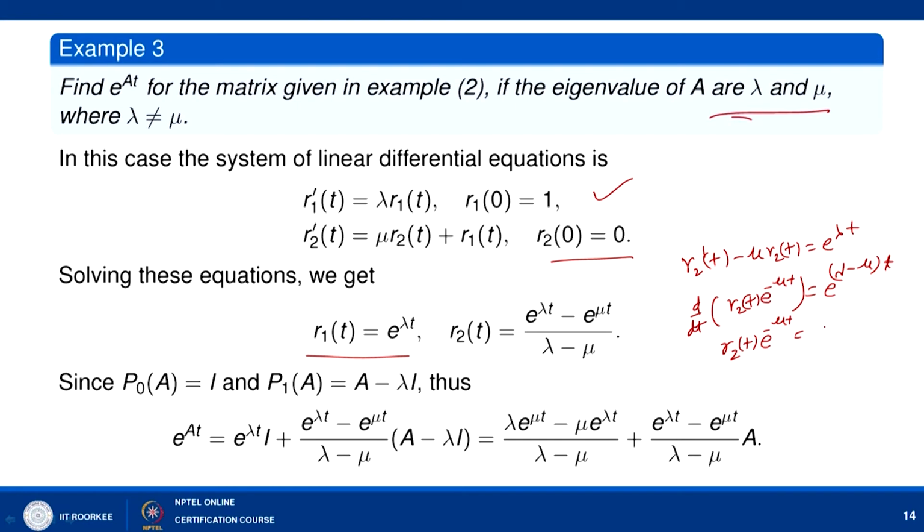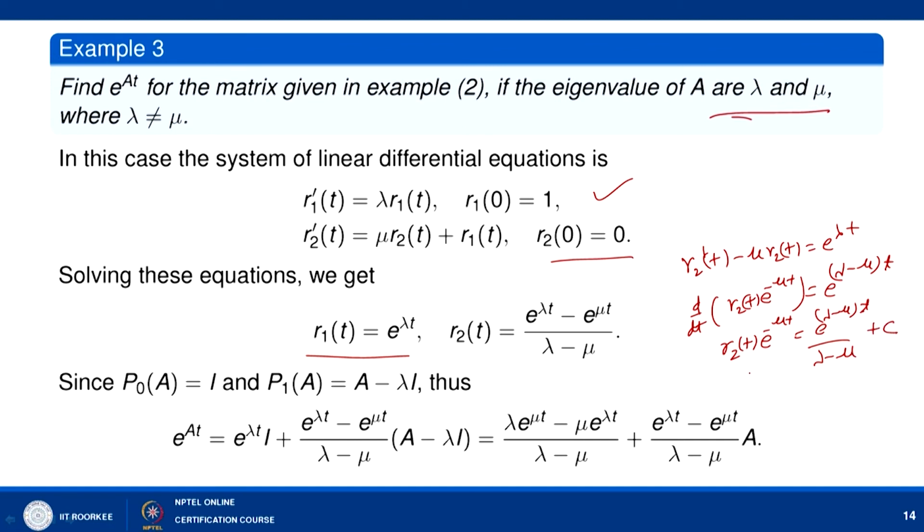So, as we have pointed out, r1(t) is nothing but e^(lambda t), and if you want to solve the second equation, then it is r2'(t) minus mu r2(t) equal to e^(lambda t). So, here if you multiply by e^(minus mu t), then we can get d/dt of r2(t) into e^(minus mu t) is equal to e^((lambda minus mu)t). So, we can write r2(t) e^(minus mu t) equal to e^((lambda minus mu)t) divided by (lambda minus mu) plus some constant.